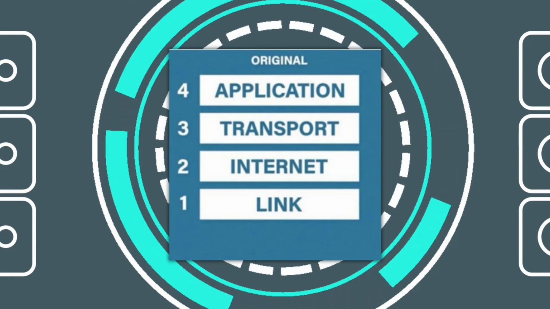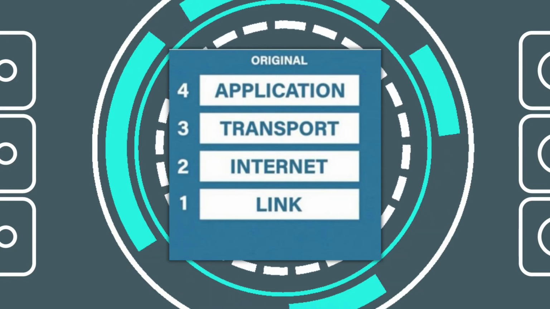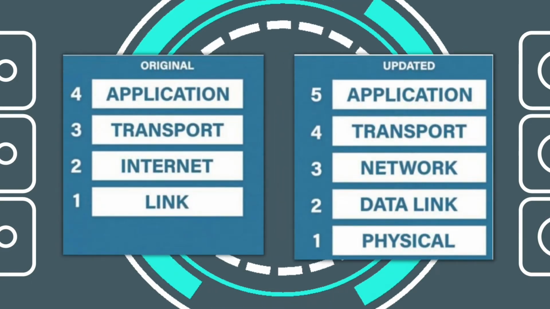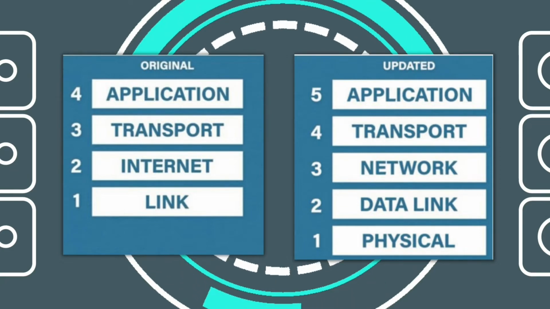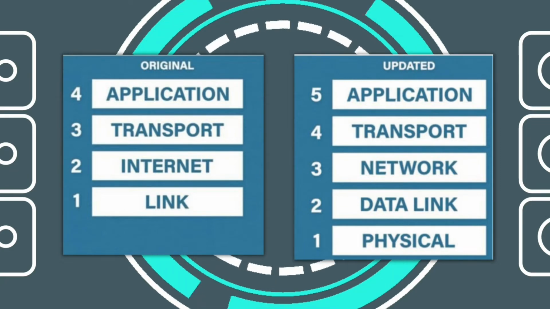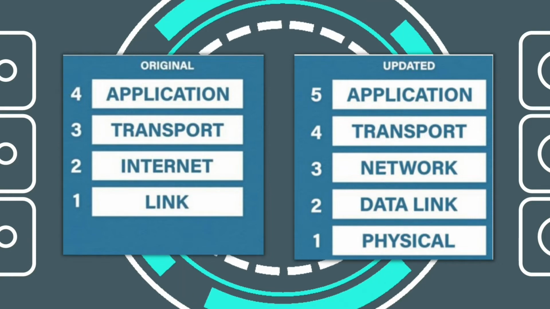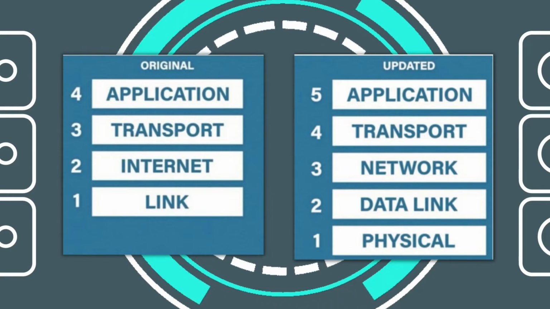These 4 layers are the original layers of TCP/IP, but it has been updated, adding an extra layer and renaming one layer. The renamed layer was Internet, which then became Network. The link layer was divided into 2, making the second layer the data link and the first the physical, just like in the OSI model.